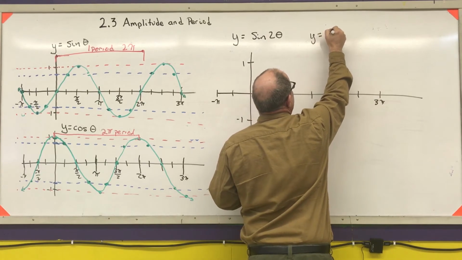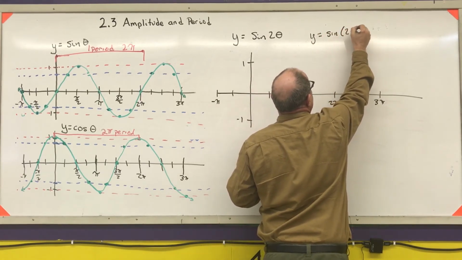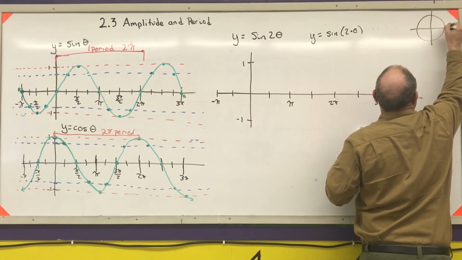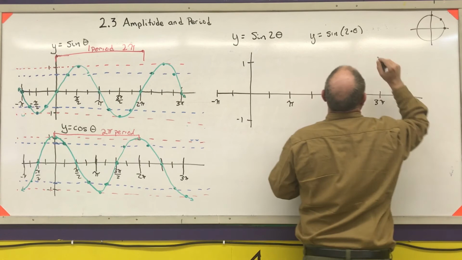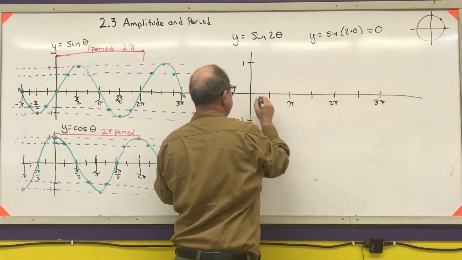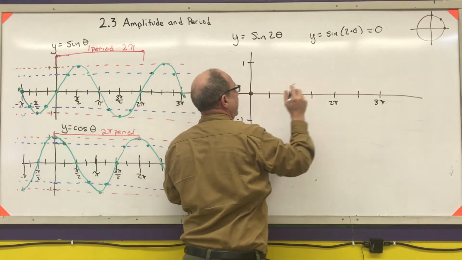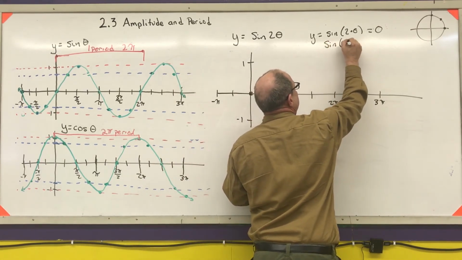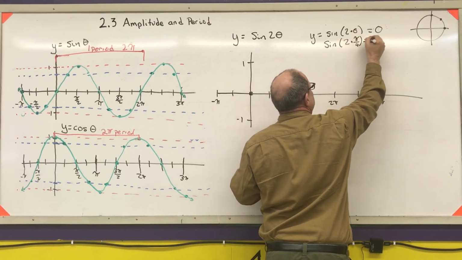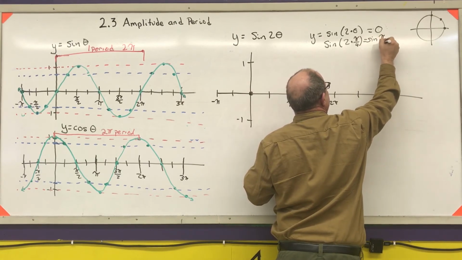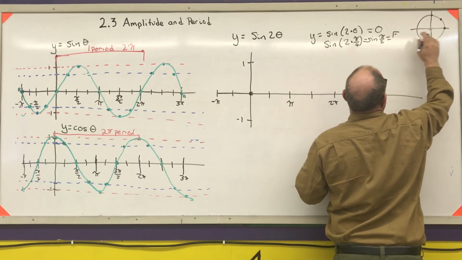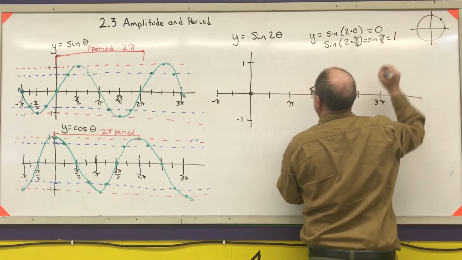y equals sine of 2 times 0. And the points I'm getting here are these on the unit circle. Those are the ones I'm putting in. So 2 times 0 is 0. The sine of 0 is 0. If I put sine of 2 times pi fourths, that's equal to the sine of pi halves, and that is square root of 2 over 2. Actually, sine of pi halves is 1.